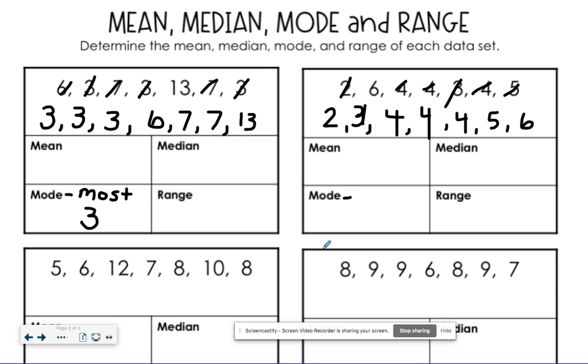So I'm going to go with my mode. Remember, mode means most often. I have 1 2, I have 1 3, I have 3 4s, 1 5, and 1 6. So the number that shows up the most often is 4.